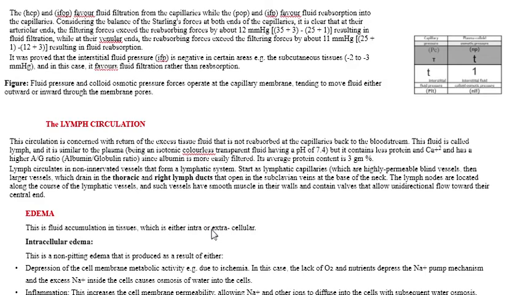There is depression of the cellular membrane metabolic activity, usually due to ischemia or lack of oxygen. Okay. Inflammation increases the cell membrane permeability. Inflammation, I talked about it before.